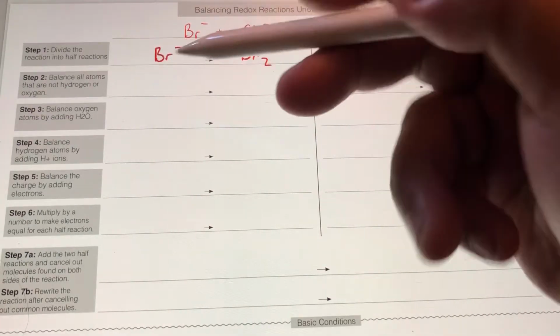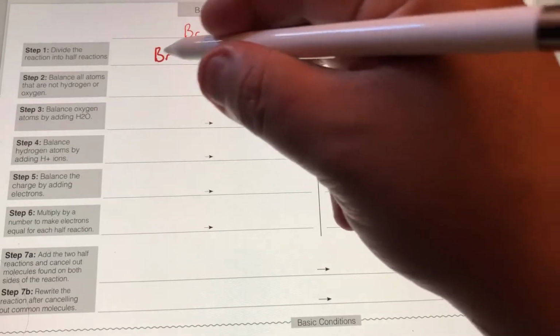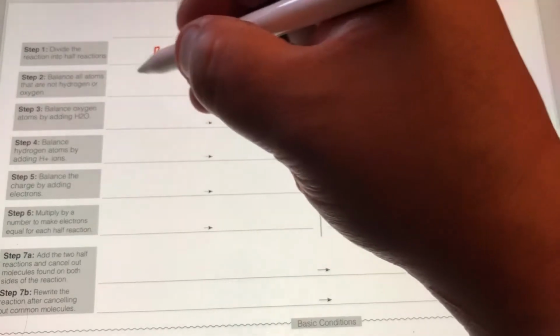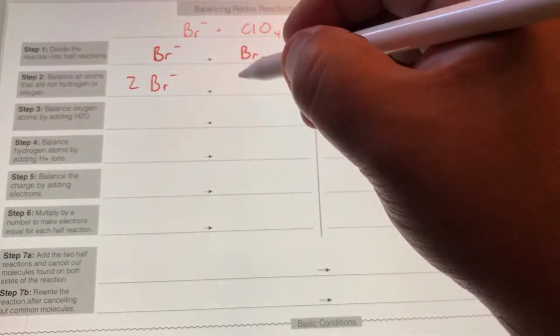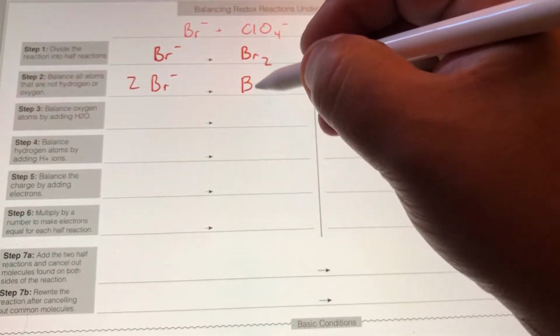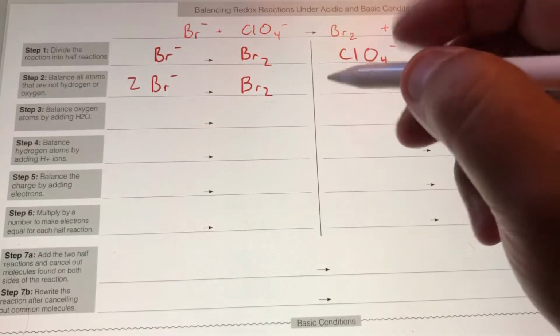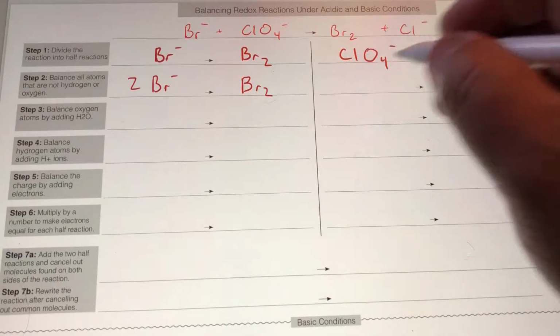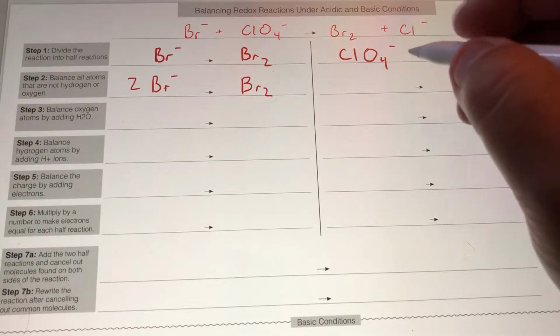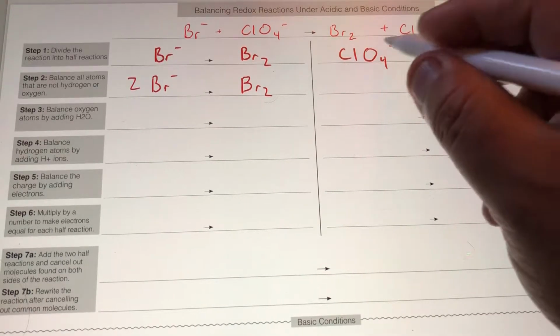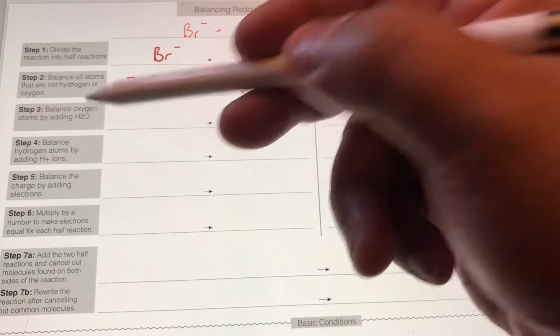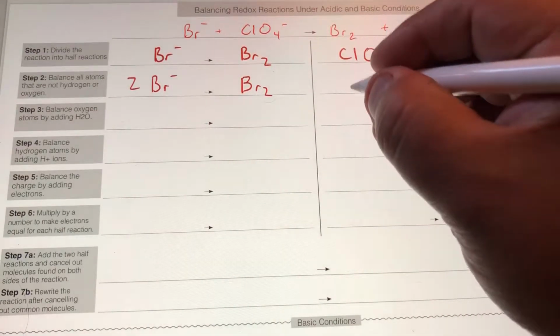So then we balance the atoms. You can see here, this is just like geometry. So we'll have two bromines to balance this side, and this side doesn't need to be balanced as far as the chlorine goes. But then we go to the next one and we balance the oxygen.